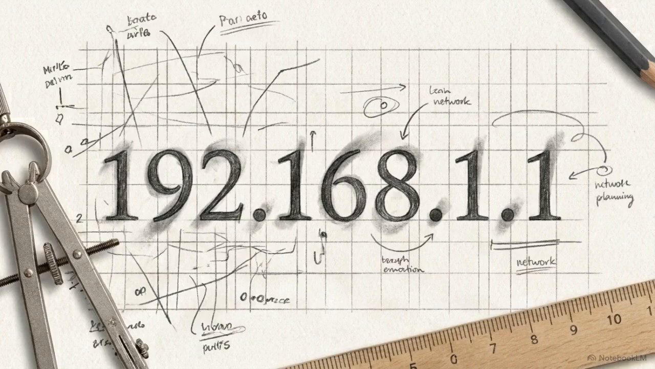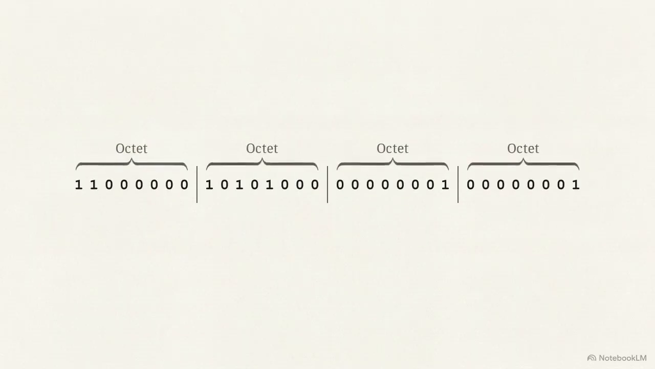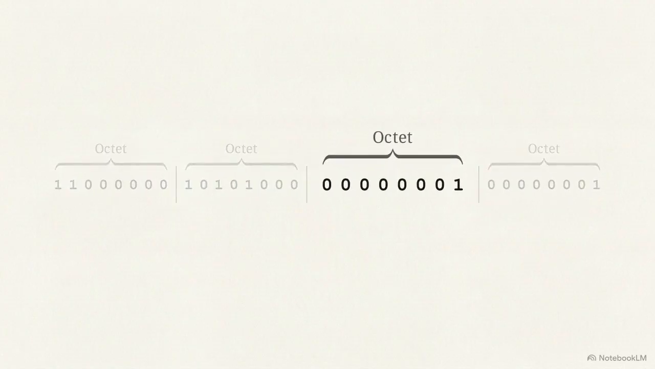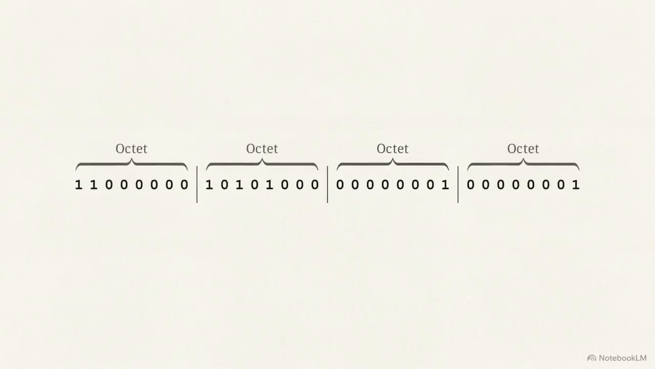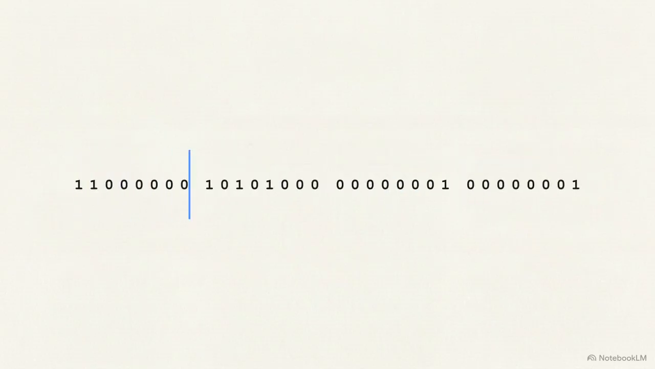To understand how these boundaries are drawn, we have to look past the human-readable dotted decimal format. This diagram shows an IPv4 address in its true hardware-level architecture, a string of 32 binary digits separated into 4 8-bit blocks known as octets. Every bit in an octet carries a specific positional weight based on powers of 2. Reading from left to right, the values drop from 128 down to 64, 32, 16, 8, 4, 2, and 1. If all 8 bits are set to 1, their sum equals the maximum decimal value of 255.